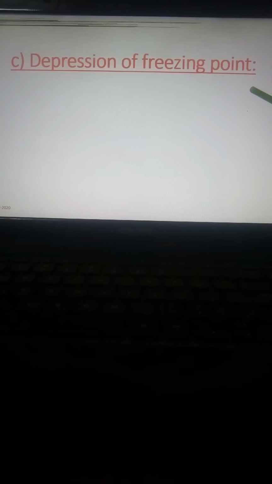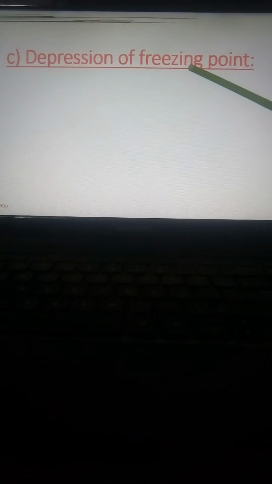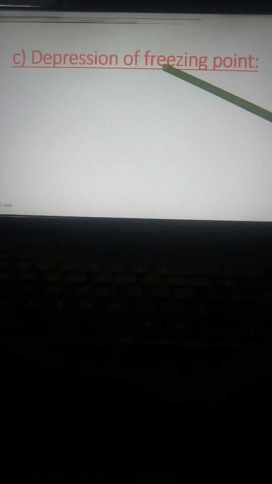Now we are going to discuss the depression of freezing point, a topic under colligative properties. So what is depression of freezing point? The decrease of the freezing point of a solution from the freezing point of its pure solvent, when we add solute to that solvent, is called depression of freezing point.